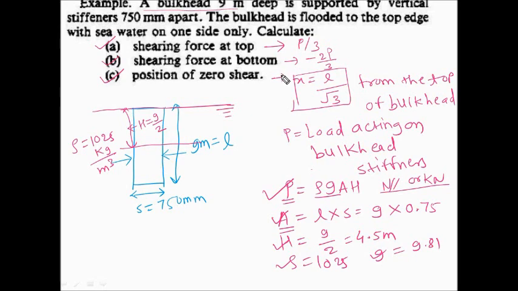Generally keep in your mind, shear force at the bottom will be double the shear force at the top. And the position of the zero shear will be x is equal to L upon root 3 from the top. We know the L is 9. So 9 by root 3, if you do that, the answer will come 5.7 meter from the top. So this is a very simple numerical from this topic. I hope all of you understood this numerical. Now we will move to the next type of numerical.